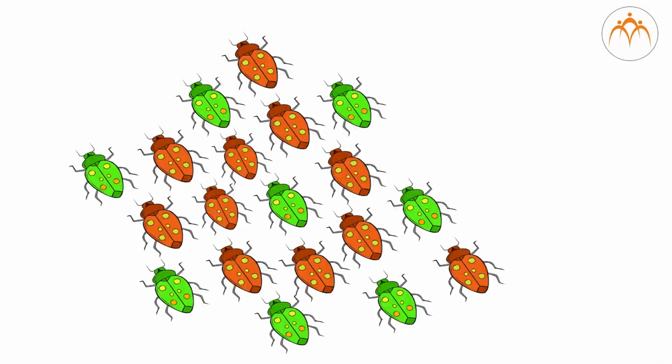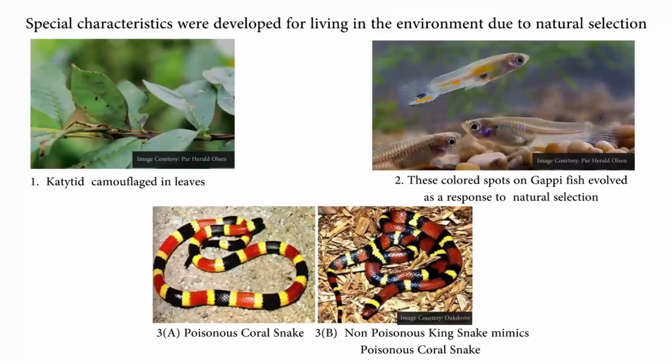We selected this hypothetical example of beetles only for our better understanding of how natural selection shapes evolution. Scientists have worked out many real examples of natural selection from nature. For example, these colored spots on guppy fish evolve as a response to natural selection. Natural selection can shape many amazing adaptations. For example, this katydid insect in the picture has camouflage to look exactly like leaves. Or this non-poisonous king snake mimics the poisonous coral snake to bluff predators. These are some of the examples of natural selection from nature.